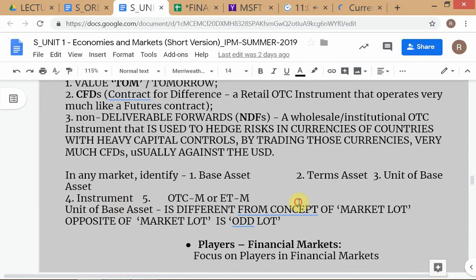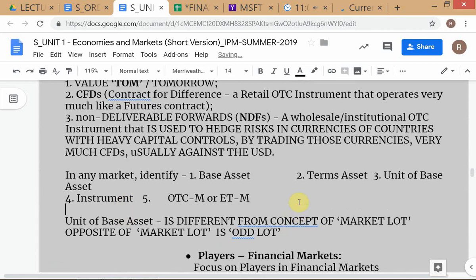So here I have to actually add one more element. What is that missing element here? I've said base asset, terms asset, unit of base asset, instrument, whether it's an OTC market or an exchange traded market. What is the element that is missing here? Market lot. Very good. So you should also identify what is the market lot.